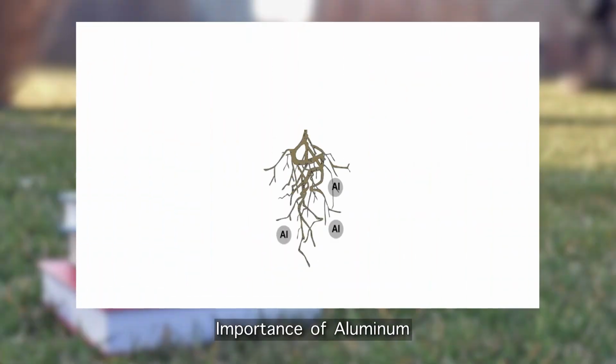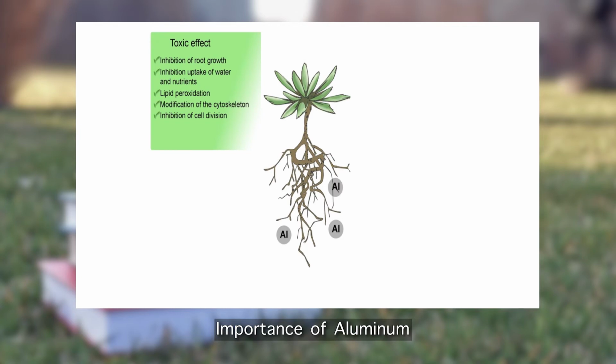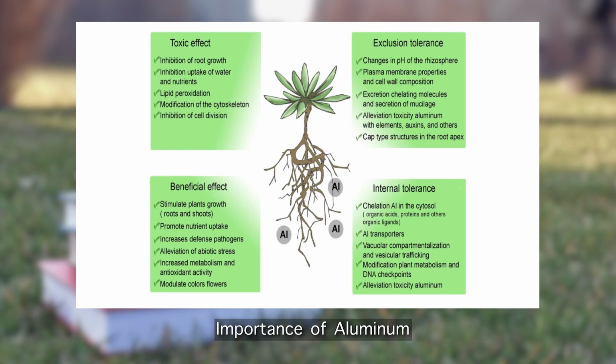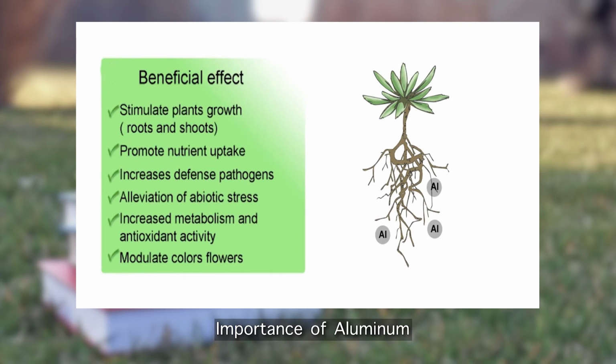We come to the next important element, which is aluminium, which is a light metal. But aluminium has different types of roles, which include the toxic effect, the beneficial effect, tolerance, and of course exclusion. In every way, aluminium is important. It is beneficial in the sense that it stimulates plant growth, promotes nutrient uptake, helps in defense against pathogens, and at the same time increases metabolic activity along with antioxidant activity. And definitely aluminium concentration is useful for the change in flower petal coloration.